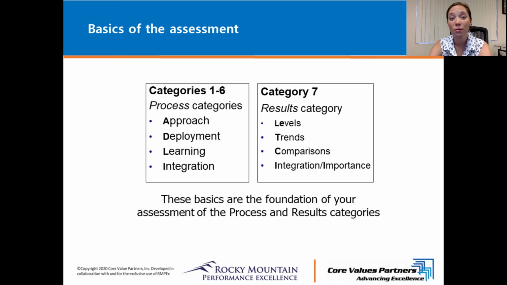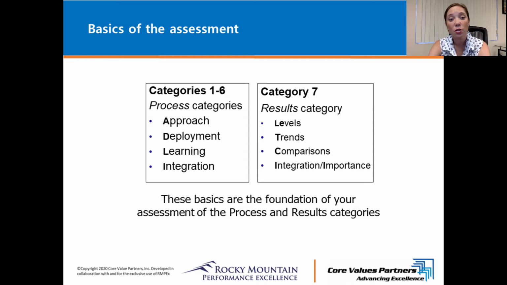For categories 1 through 6, the process categories, you're going to be looking at 4 areas. Approach, the process that the applicant uses to meet requirements. Deployment, the extent that the process is implemented, many times supported by describing who and when or how the process is implemented. Learning, evaluation and improvement. Does the applicant describe how they have evaluated and improved their processes over time? And integration. Are the various parts of the application connected to others?